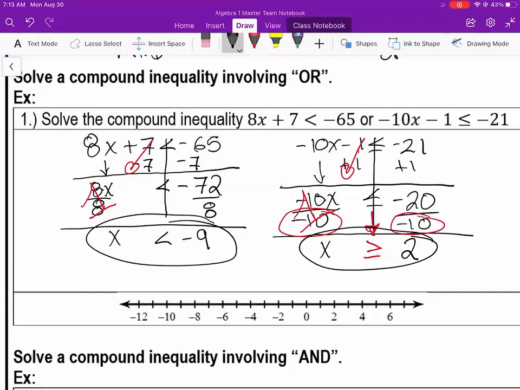All right, so the first one says negative 9, and it's not equal to, which means it's going to be an open circle. So I'm going to have an open circle at negative 9, which is right here. Now it says that x is less than negative 9. Well, where is less than negative 9? Less than negative 9 would be negative 10, negative 11, negative 12. Remember, the more negative you get, the less of a value you have. So that would be the left side.